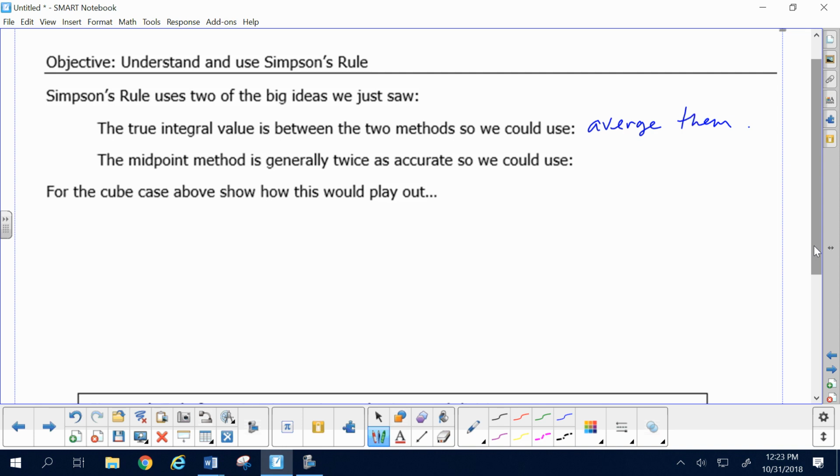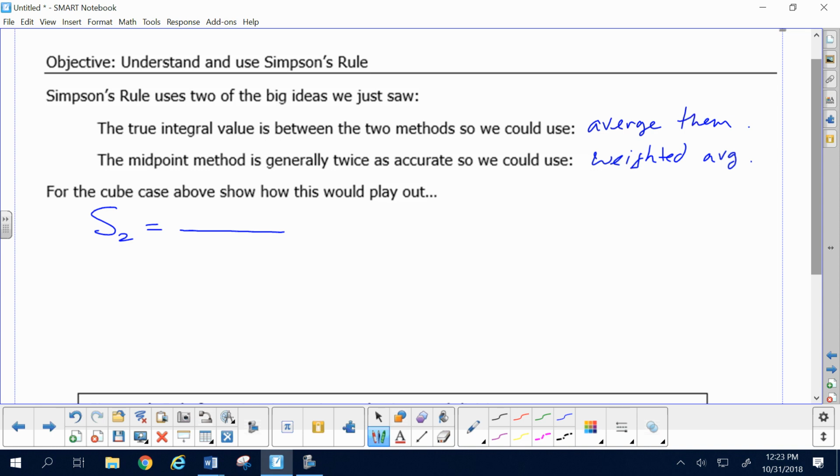But we just said the midpoint method is generally twice as accurate. So not a straight up average, but a weighted average. And that is Simpson's rule. A general rule of thumb, not exact. Now, if you were to do this in a weighted average case, we're going to use Simpson's with 2, which is equal to a weighted average of the two values.